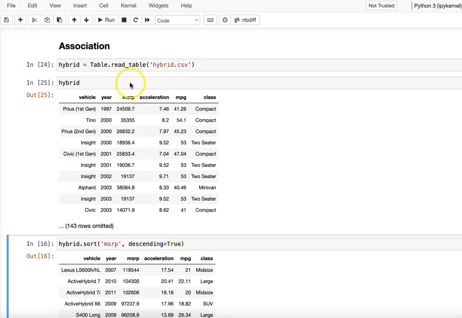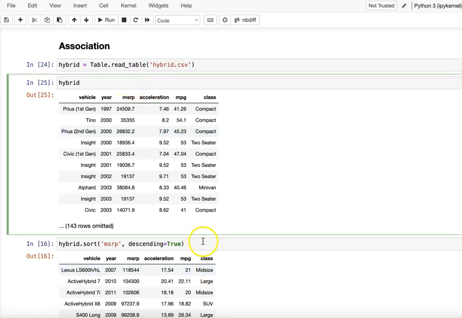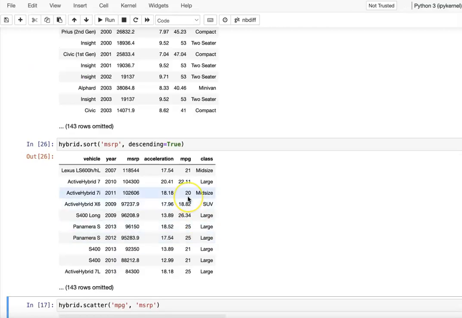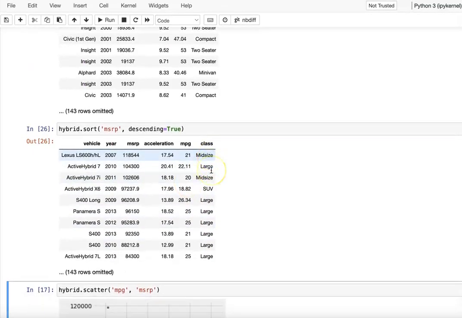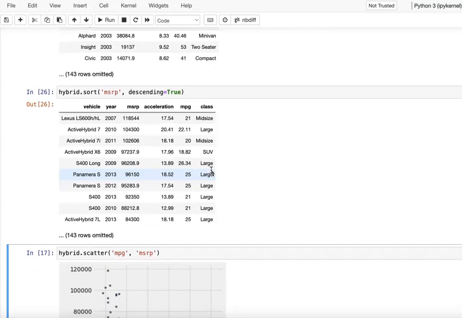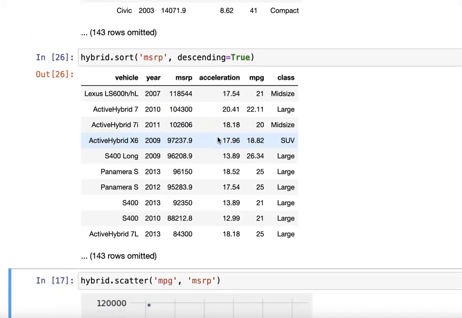So how about we sort by the MSRP price? Then we see again. Here we do the descending order. So that's why we have the most expensive car here. I think let me enlarge that. Okay, I just enlarged the table. Hope you can see a little better.